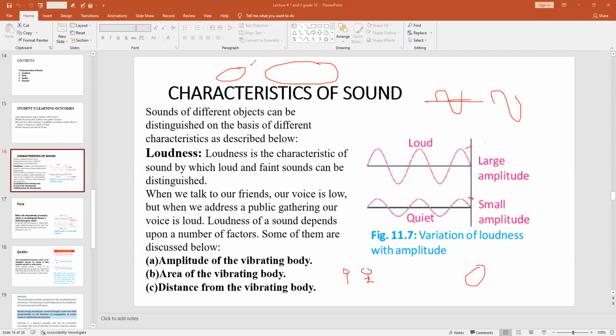So these are the three factors on which the sound loudness depends. These three factors are the amplitude of the vibrating body: if the amplitude is large, a loud sound will be produced; if the amplitude is small, a quiet sound will be produced. Then the area of a vibrating body: a large area will produce a loud sound, a small area will produce a low sound. And distance from the vibrating body: if you are very near to the vibrating body, you will hear a loud sound, but if you increase the distance, the sound will be low. So these are the characteristics of loudness.